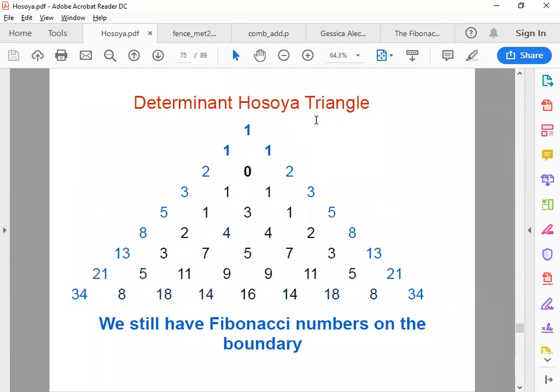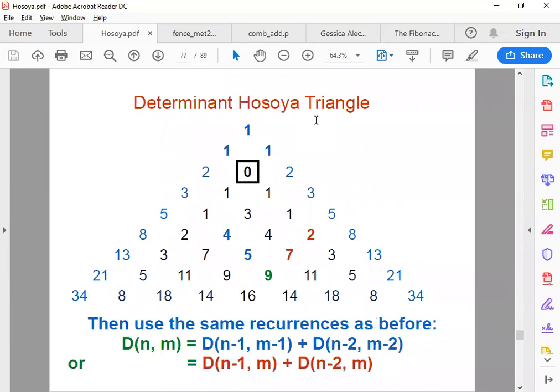So the last thing I want to mention is the determinant Hosoya triangle, which is what started this whole investigation for me. And it's the same kind of triangle. It has the same recurrence. 9 is 5 plus 4, 9 is 7 plus 2, but it has one little change to the initial condition. That 0 used to be a 1. That's a 0. That's the only change other than the recurrence, right?